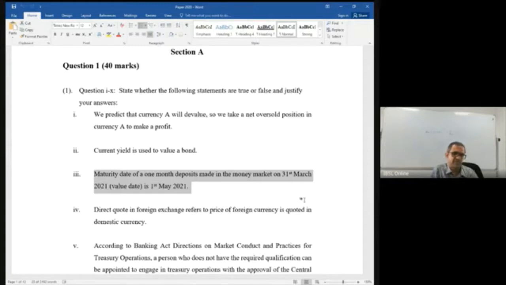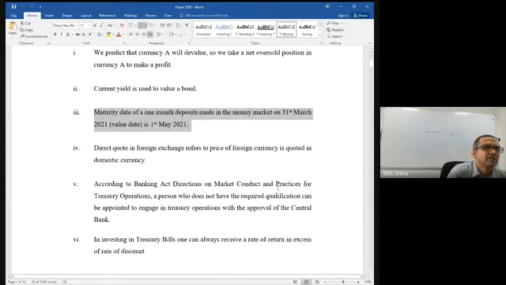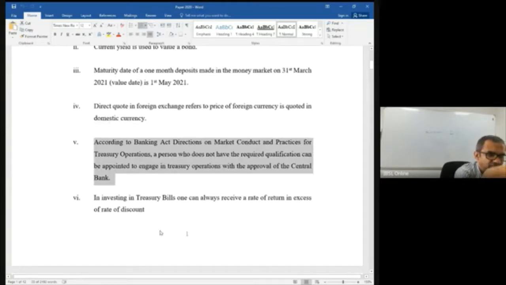So it cannot move into the next month. It should be the last business day of the corresponding maturity month. March is the deposit month, so the 1 month maturity month should be April. So it should be the last business day of April. You can see the regulations and those concepts also appear in question 1 as well. What's the answer for question 6?